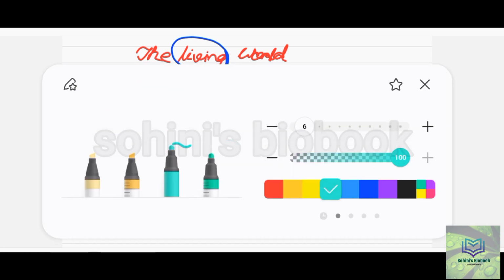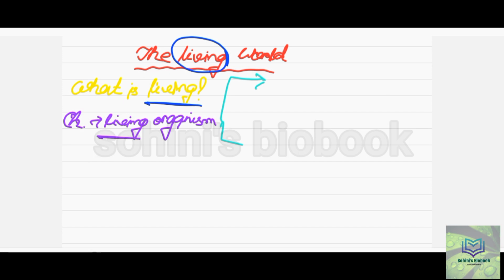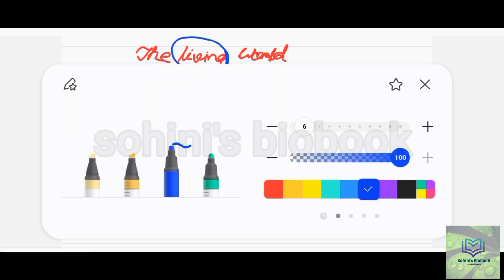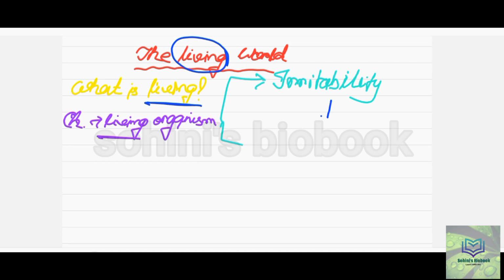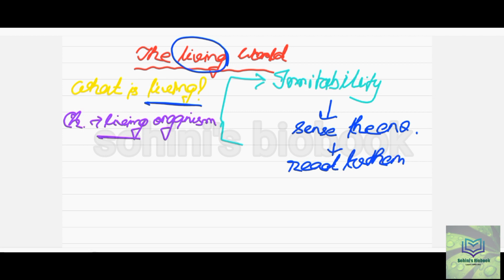1. Metabolism. 2. Growth. The third one is irritability. That means living things sense their environment and react to it accordingly. The power to sense the environment and react to it accordingly is known as irritability. That means when there is a rise in temperature in the environment, our body will act accordingly.